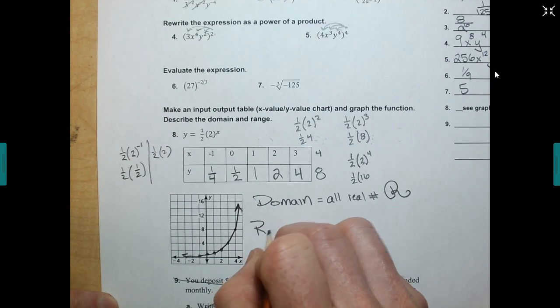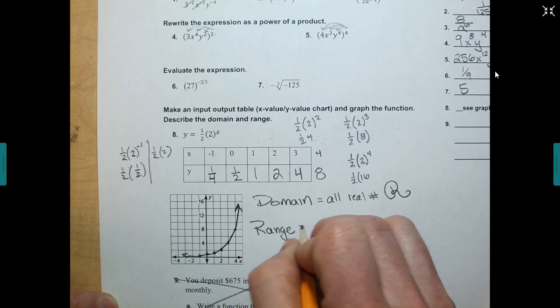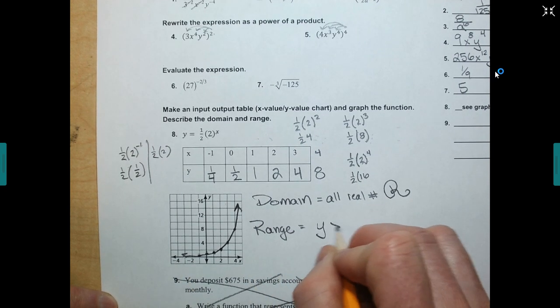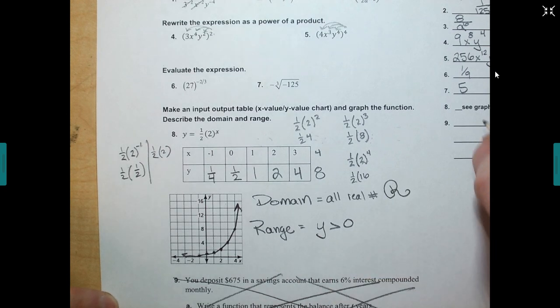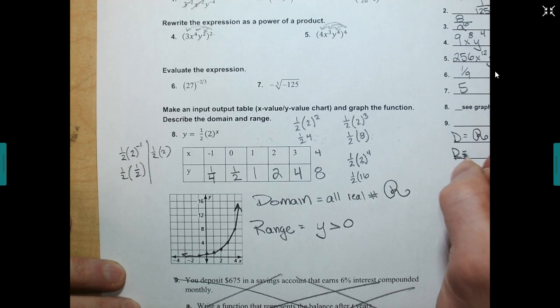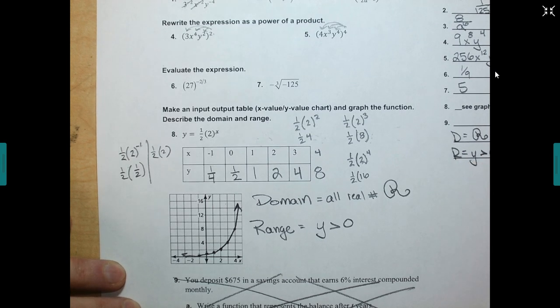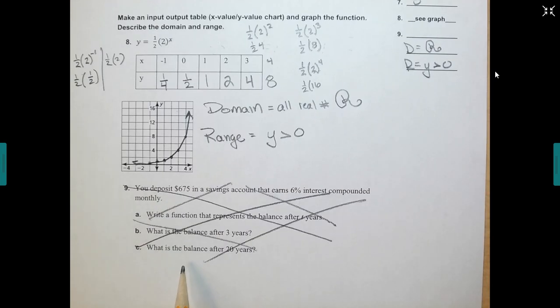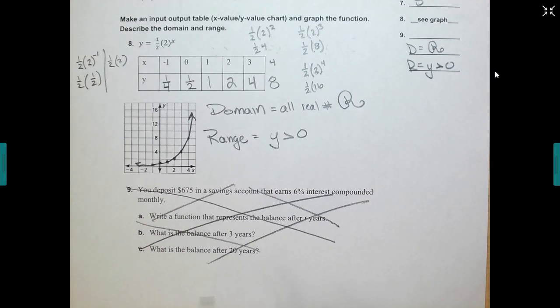Then my range is my y values. My y will never actually hit 0. It gets so close to 0, but it'll never actually hit 0, so y is greater than 0. It's not equal to. So the domain is all real numbers and the range, y is greater than 0. All right, you do not have to do number 9.